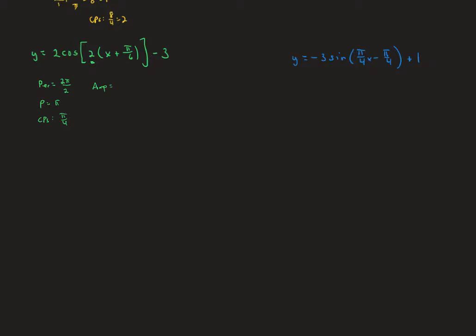This amplitude is going to be the absolute value of the number multiplying it there. So the amplitude is going to be 2. Now the pi over 6 here is going to be a translation left pi over 6. So we're going to think of this cosine curve as starting at negative pi over 6.